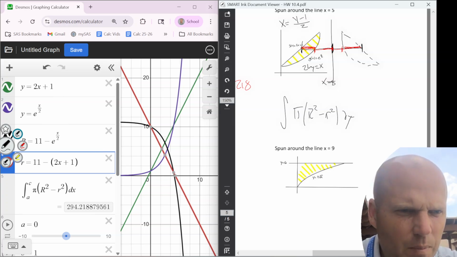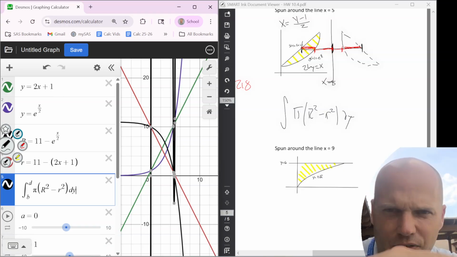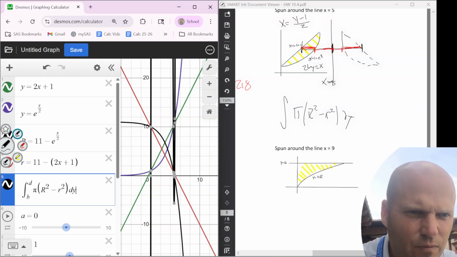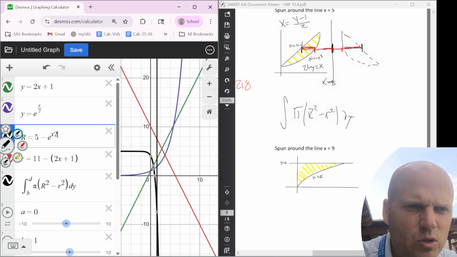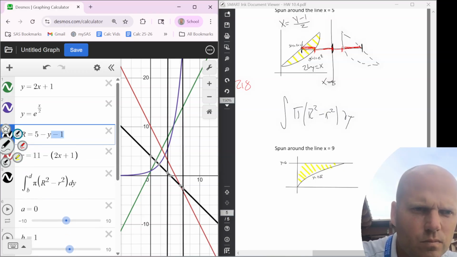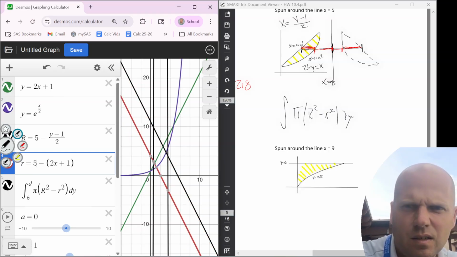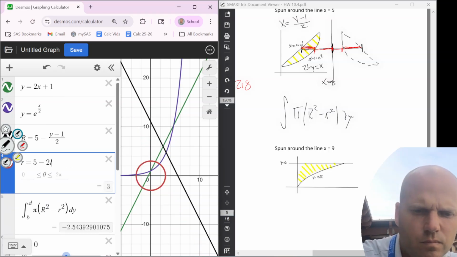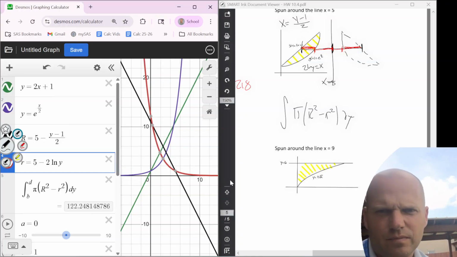We're going to go from B to D. We have dy, as it's horizontal. I have 5 minus the (y minus 1) over 2, and I have 5 minus the 2 log y. 122.248.